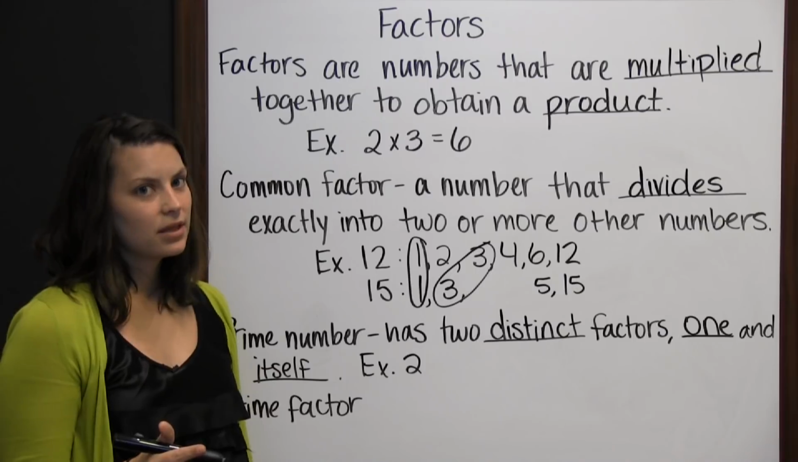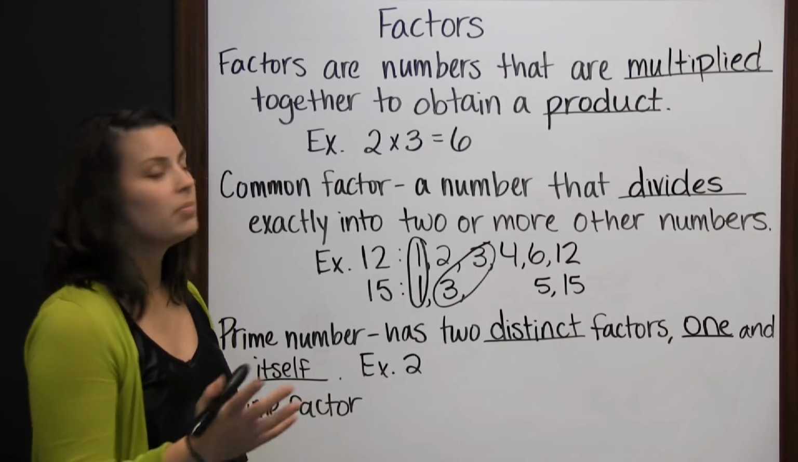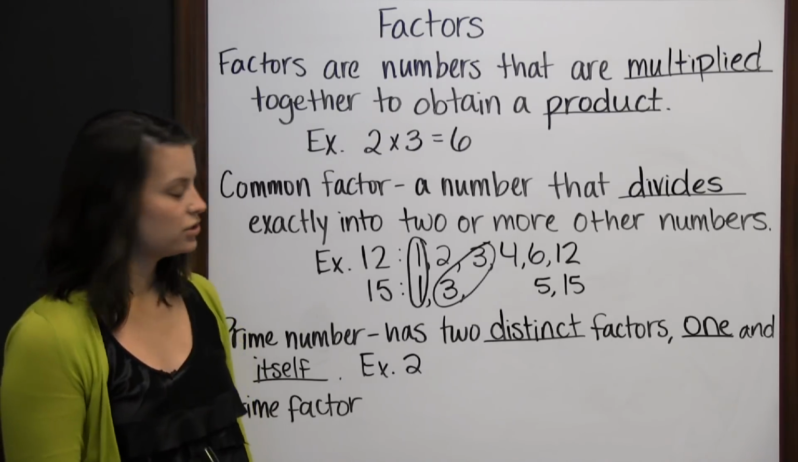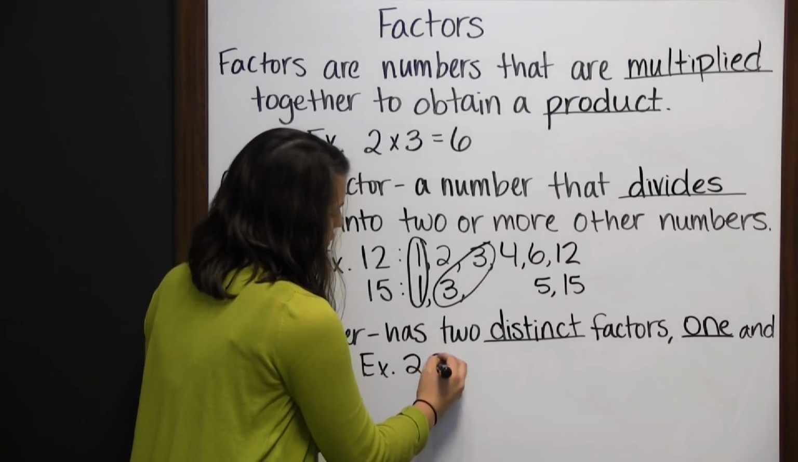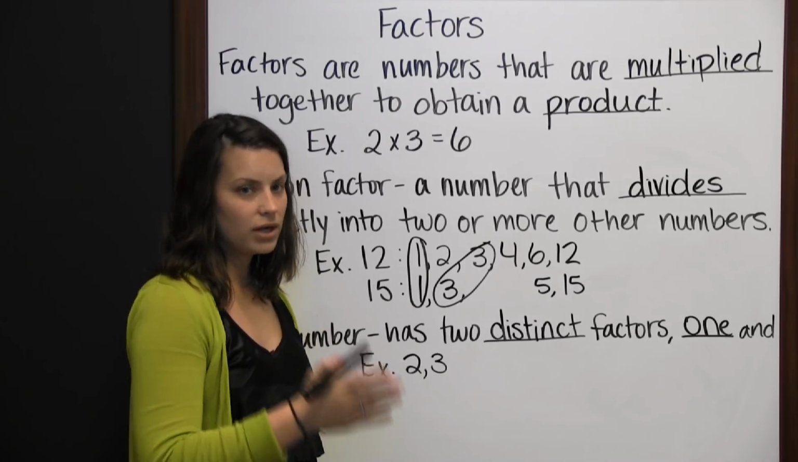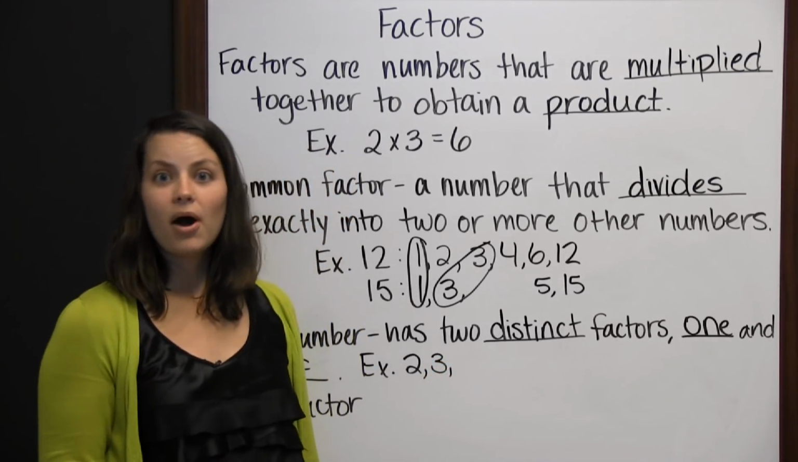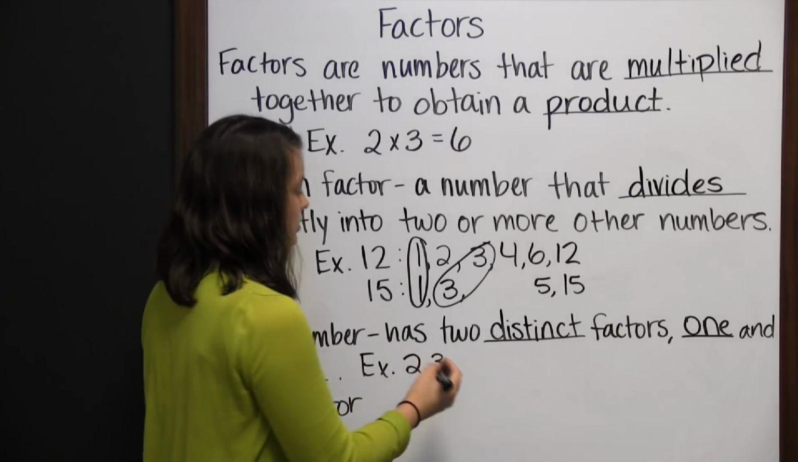So 1 is commonly thought of as neither prime nor composite. A composite number is a number that has more than 2 factors. So 2 would be the first prime number, then 3, because 3 has only 2 factors. 1 times 3 is 3. 4 would be composite, since 1 times 4 is 4, and also 2 times 2 is 4.